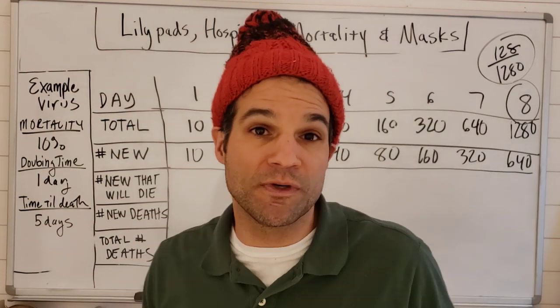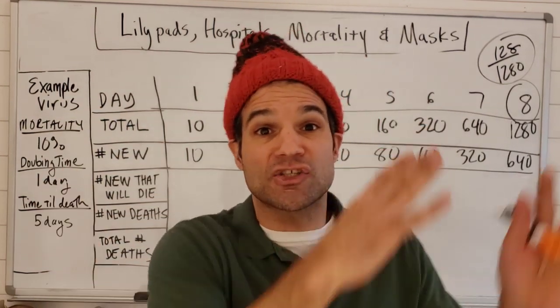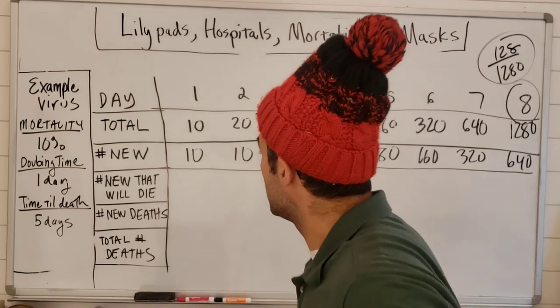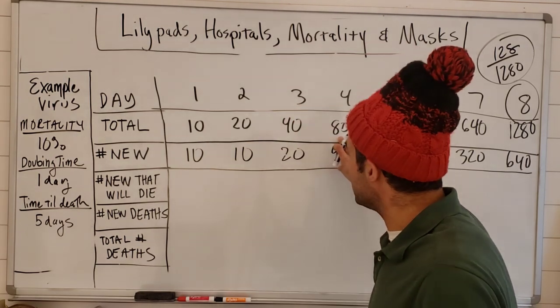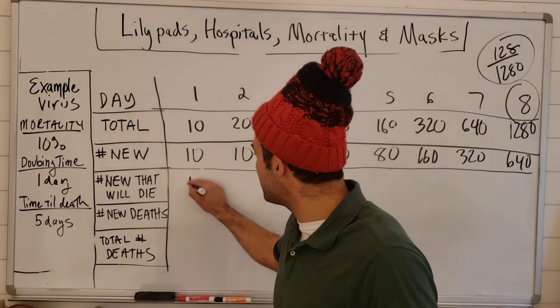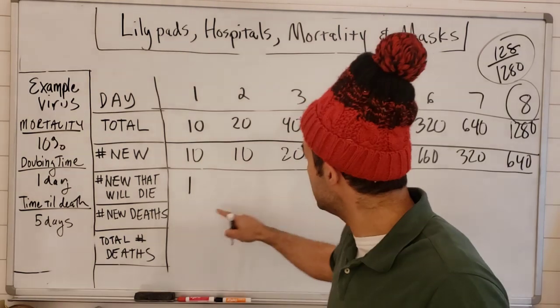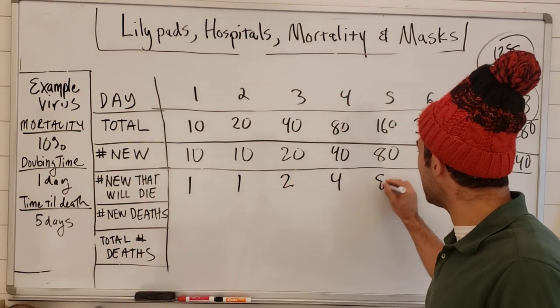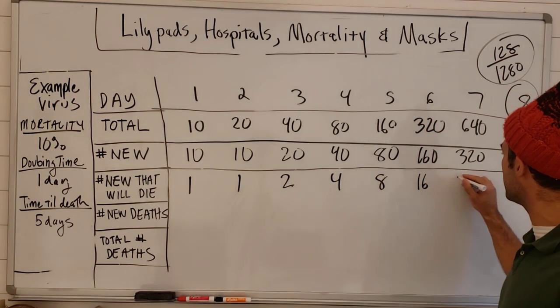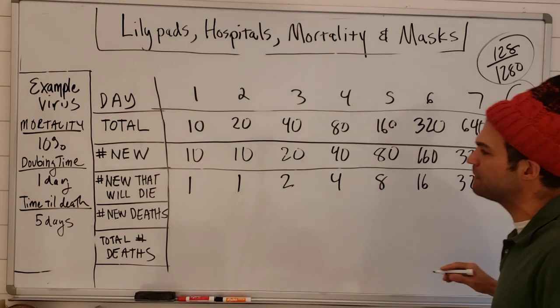But watch what happens when we start trying to calculate this as it's growing, okay? Really important. So these are the new cases on each individual day. So on day one, of these 10 people, one of them is going to die eventually. Two of these people will, four of these people will, eight of these people will, 16 of these people will, 32 of these people, and 64 of those people will.